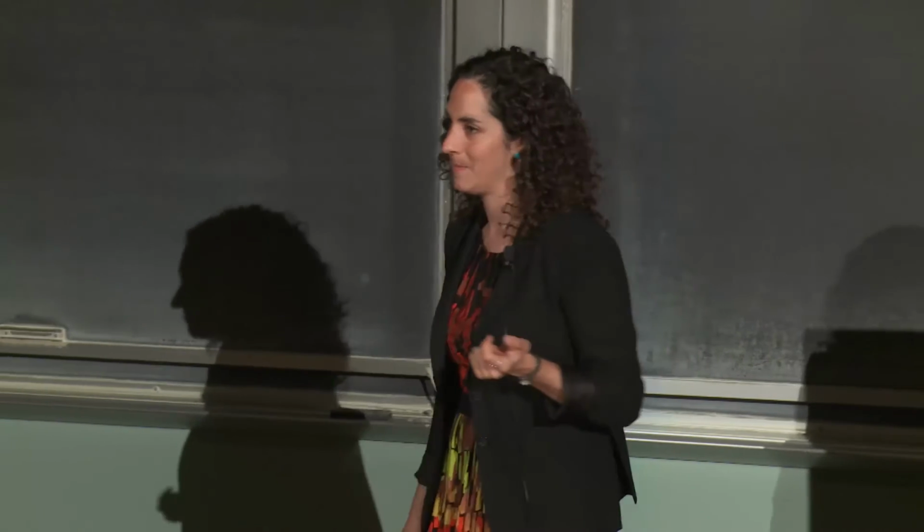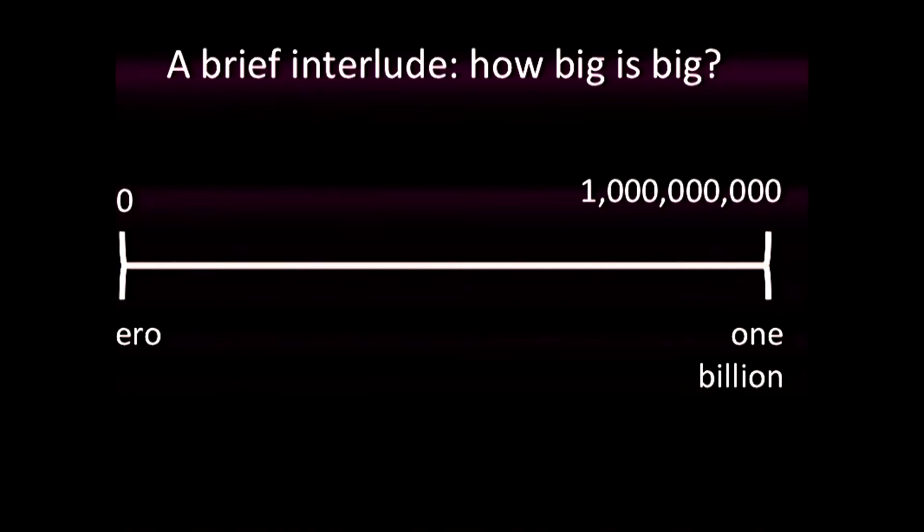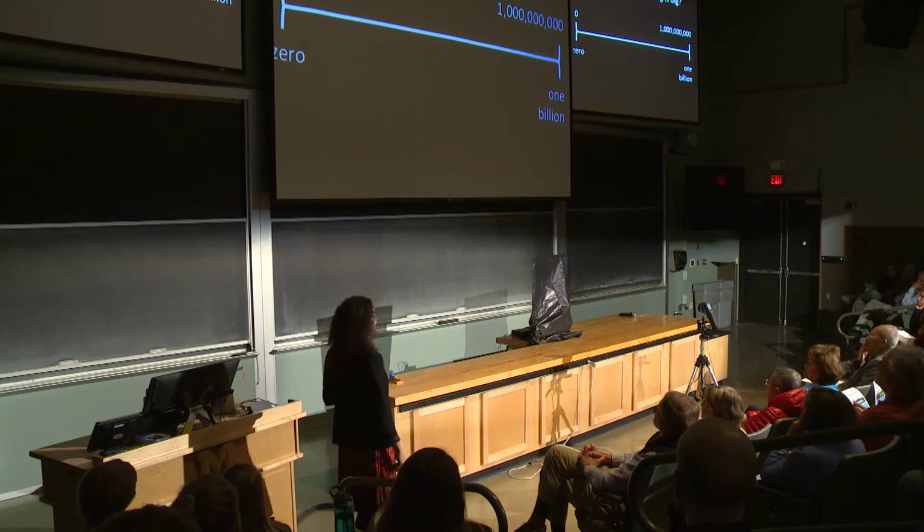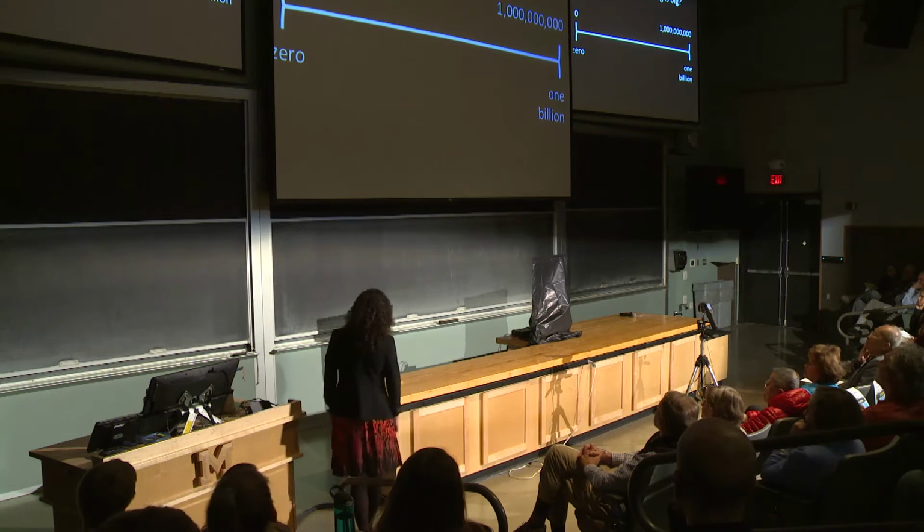So I think it is worth our time to take a moment just to think about how big some of these big numbers are. So if I draw a number line here and I put 0 on one end and a billion on the other, where is 1 million? Way over at the left. Does anybody disagree? No. All right, this is a mathematically literate crowd, yes.